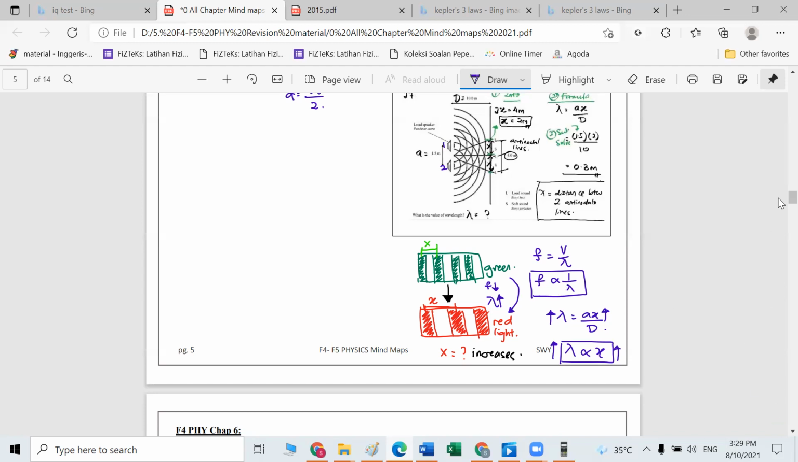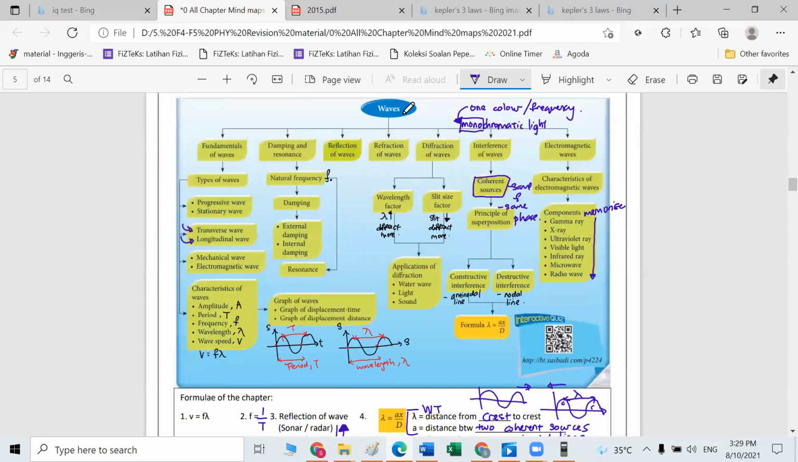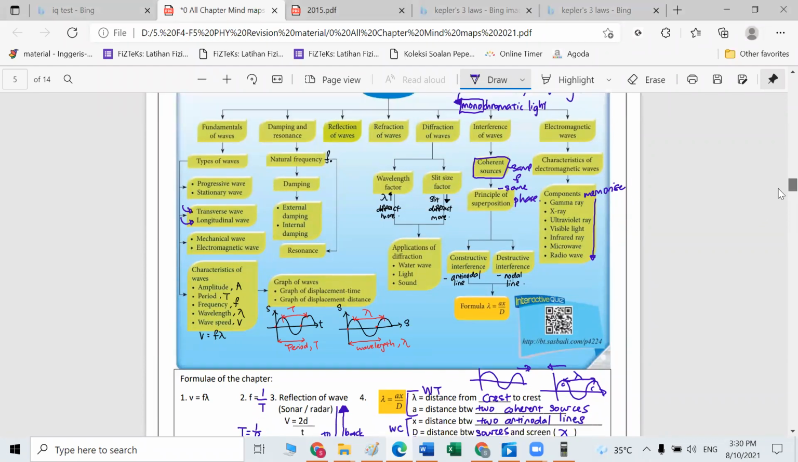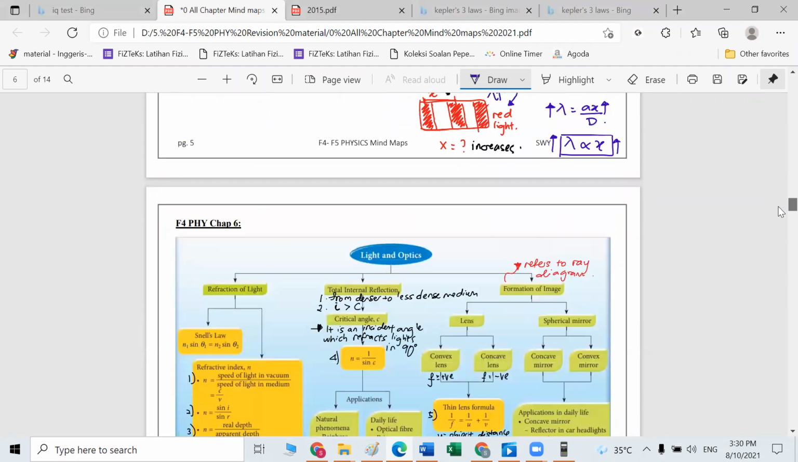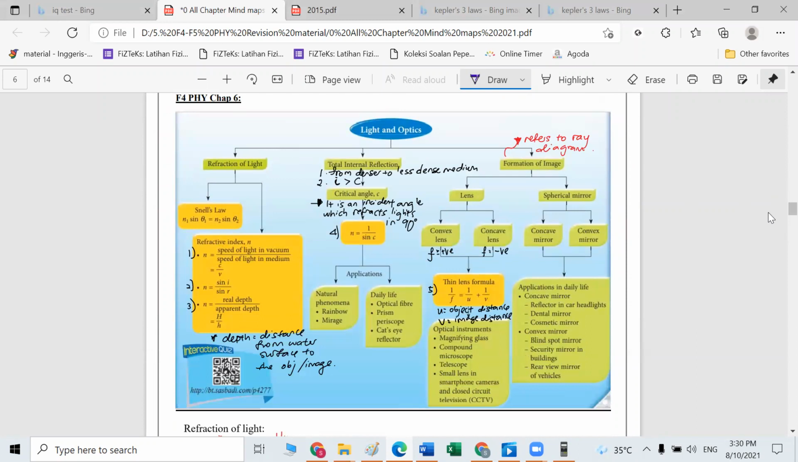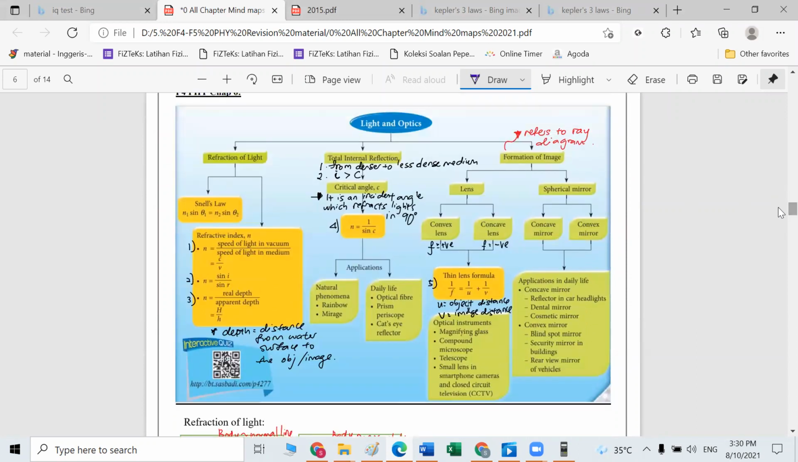Right, so next we look back to diffraction. When lambda increases, diffraction will be more. When slit size decreases, diffraction will be more. Okay, so now next, the last slide. Then the rest we discuss next week.